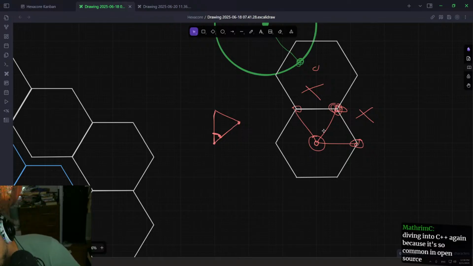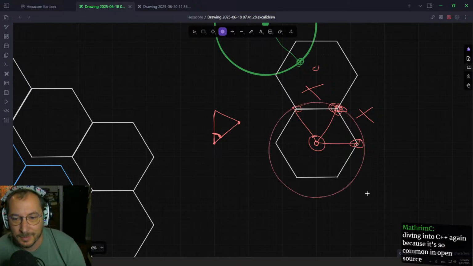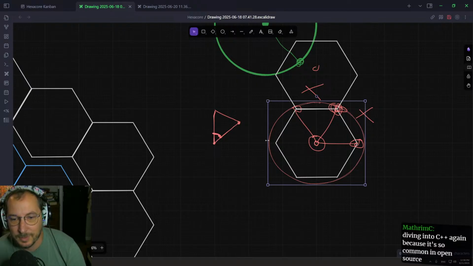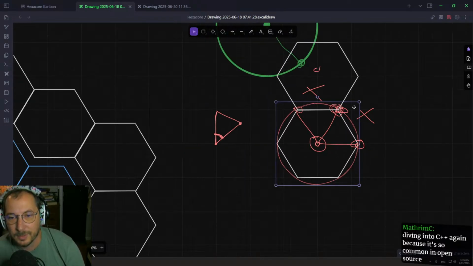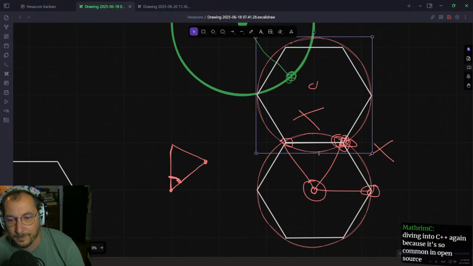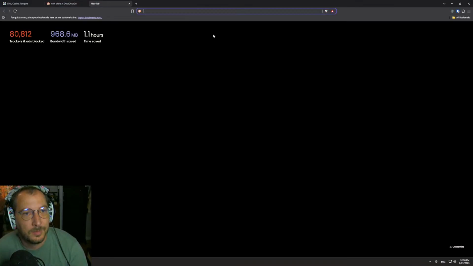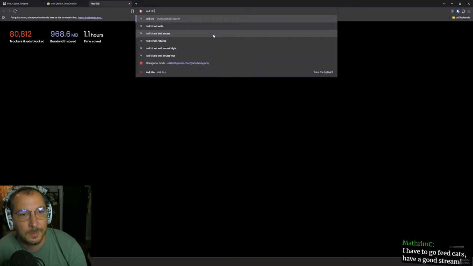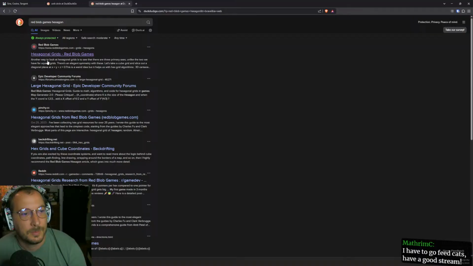Okay, so is this... Here's another problem, guys. Let's look at the Hexagon website, because we're actually going to be a circle that's larger than our... see that? We have a problem. Okay, let's go to the hexagon. There's a whole Red Blob Games hexagon resource. It's really useful.